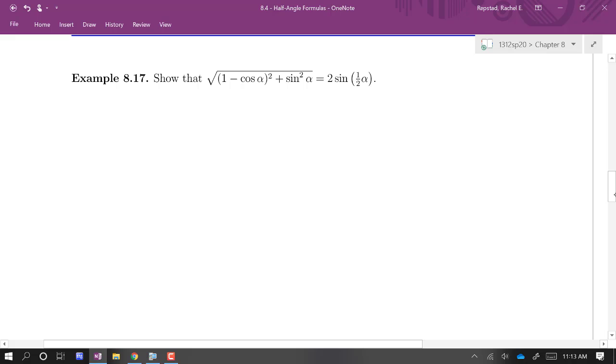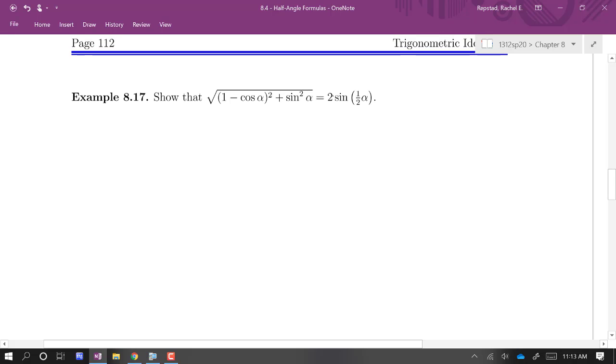Okay, let's do another one. We're going to prove that this radical expression on the left is equal to 2 times sine of 1/2 alpha. So I'm going to start on the left side just because it looks like we have more options available to us. I'm going to note that on the right side we have sine of 1/2 alpha. So somewhere I'm going to be looking to use or recognize the half-angle identity for sine. I'm going to be on the lookout for something that involves plus or minus a radical of 1 minus cosine alpha over 2.